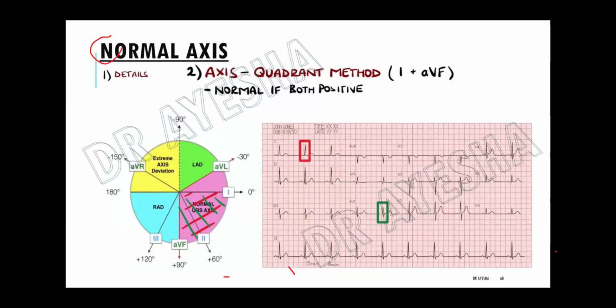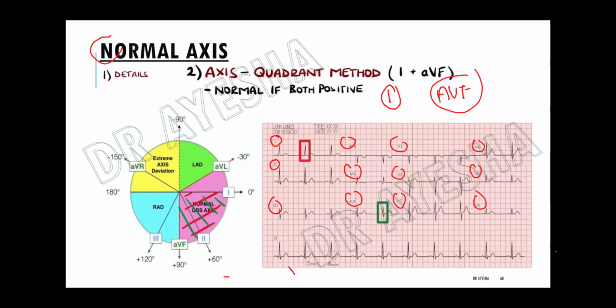When you are looking at the axis, always start with two leads, that is lead 1 and lead AVF. I've already told you that whenever you are looking at ECG paper, all the labels are written. You can see this is your lead 1, this is your lead 2, this is your lead 3, AVR, AVL, AVF, V1, V2, V3. It is written on your ECG paper. So you have to look at two leads for the axis, lead 1 and lead AVF.